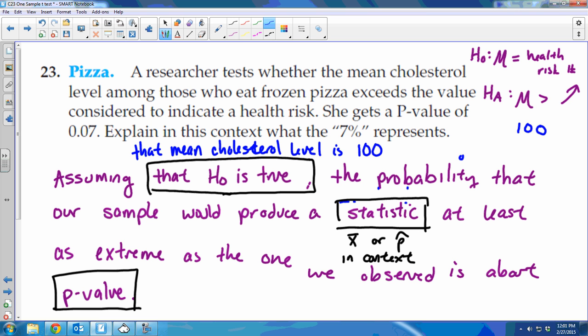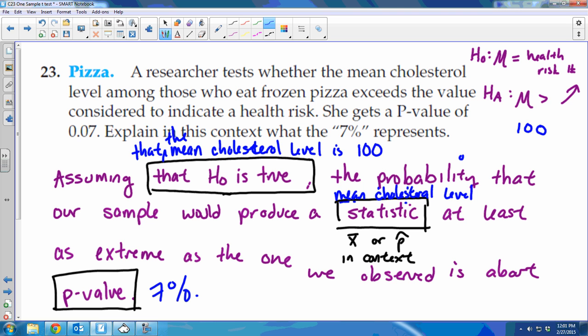When they ask you, you probably have done the hypothesis already. So assuming that the mean cholesterol level is 100, that's what I would replace the box with. Okay. The probability that our sample would produce a mean cholesterol level, so that's what our statistic is, that's our mean, at least as extreme as the one we observed, is about 7%.